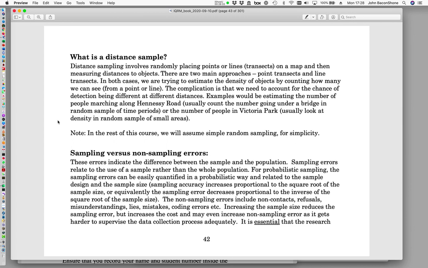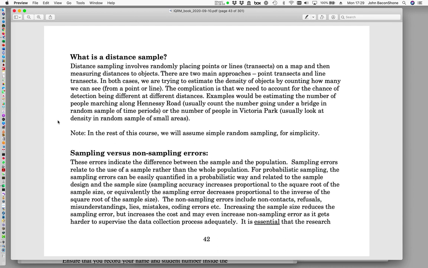Okay? Now, in the rest of this course, we're going to assume simple random sampling for simplicity. There is one other issue we haven't talked about yet, which is where the sample size is relative to the population size. So we're going to talk about that later on.